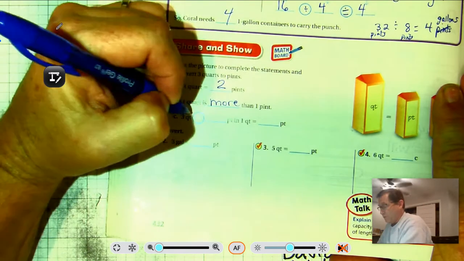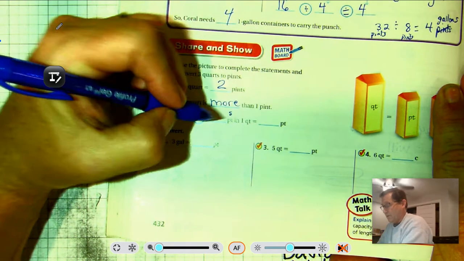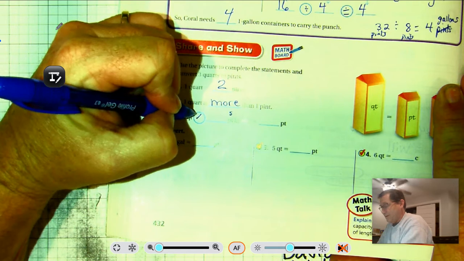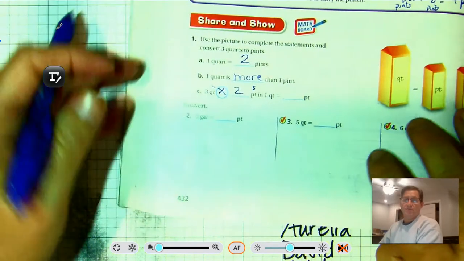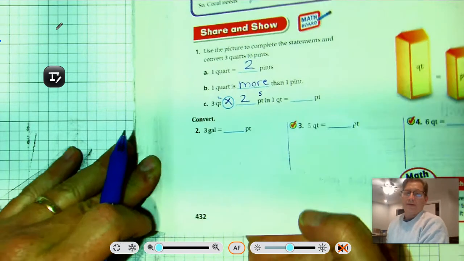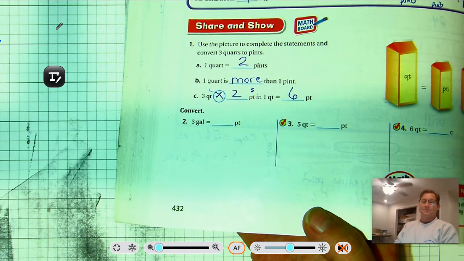So 3 quarts, we'd go from larger to smaller. We're going to multiply. So 3 quarts times 2. There's 2 pints in every quart. So 3 times 2. And 3 times 2 would give us 6 pints.